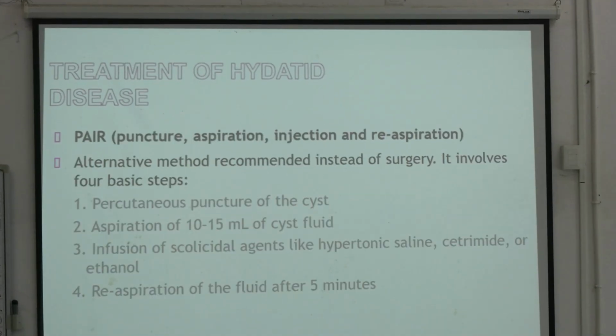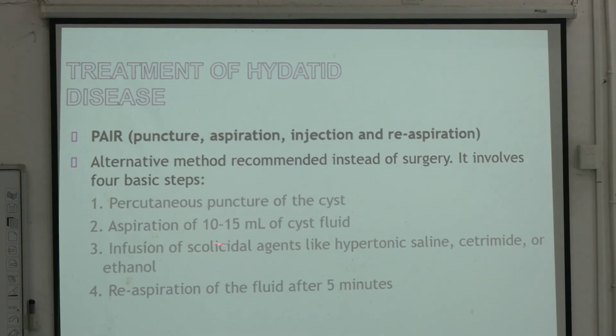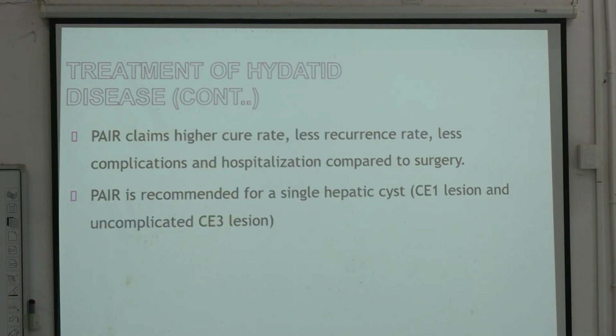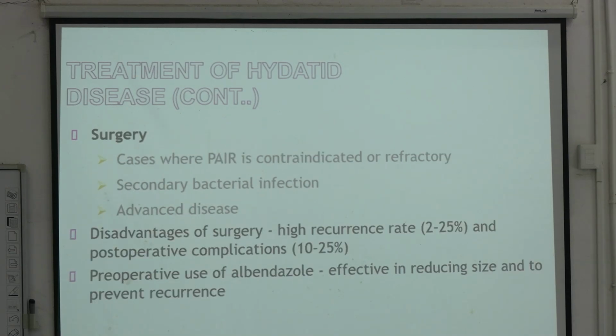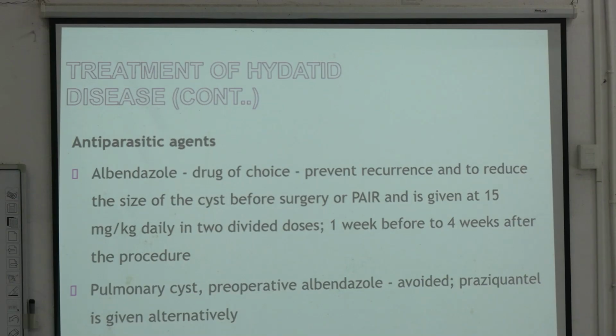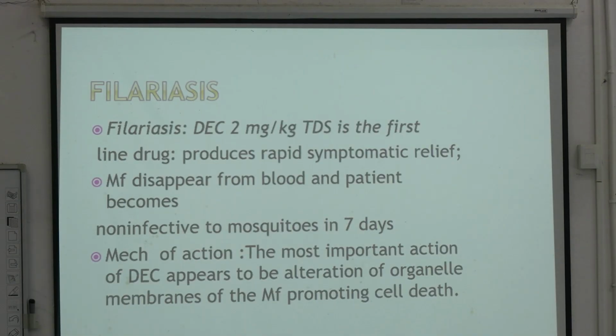Scolicidal agents like hypertonic saline, cetrimide or ethanol can be added. PAIR claims a higher cure rate. PAIR is recommended for a single hepatic cyst that is uncomplicated. Surgery I have already mentioned. The antiparasitic agent is albendazole. Now filariasis: treatment is DEC, 2 mg per kg thrice daily for 21 days.